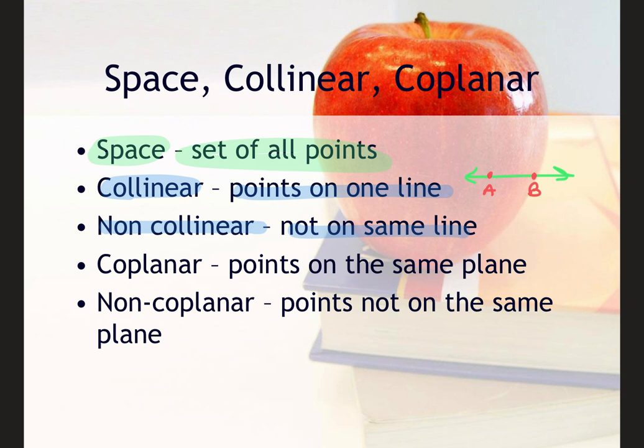Non-collinear are not on the same line. So A, B, and C are non-collinear because A and B lie on the same line, but C does not lie on that line with them.